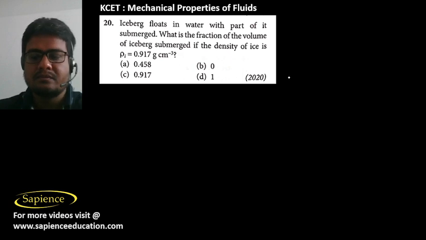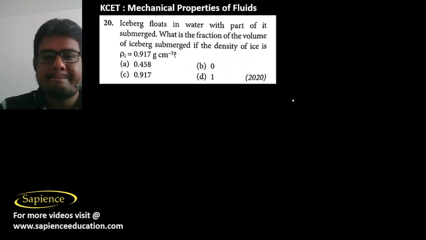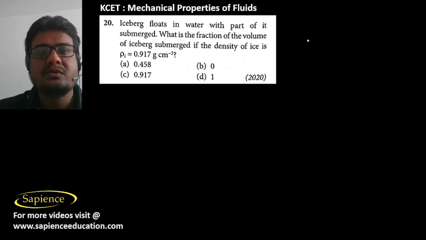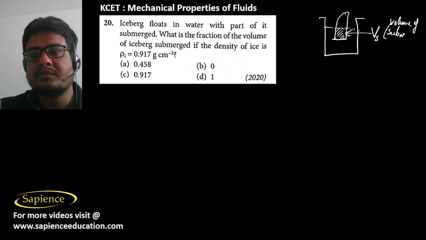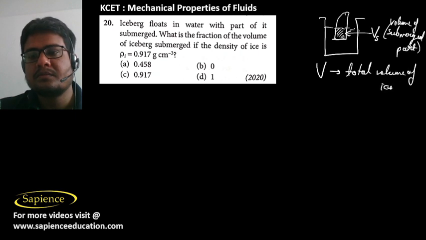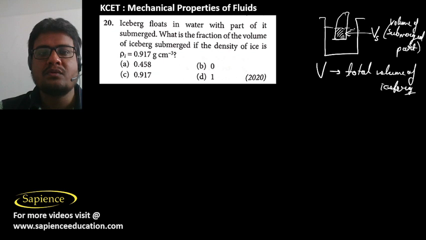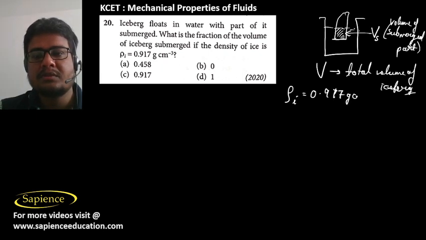Then we shall solve the last question of this class on mechanical properties of fluids. It is told that an iceberg floats in water with a part of it submerged. Let's say the volume of the submerged part is Vs, and suppose V is the total volume of the iceberg. What is the fraction of the volume of the iceberg submerged, if the density of ice is 0.917 gram per centimeter cube?